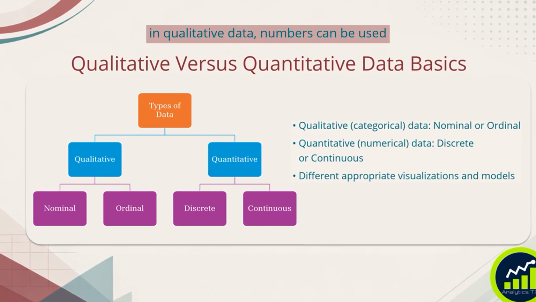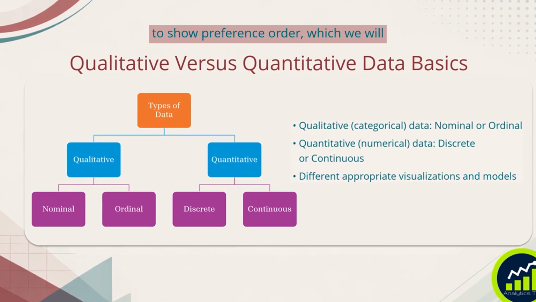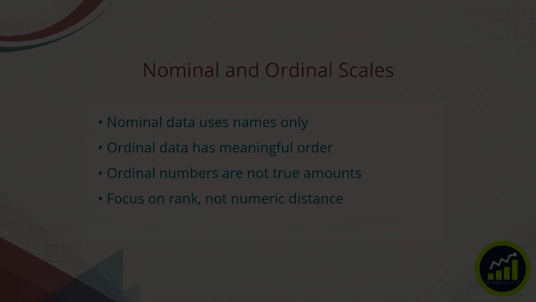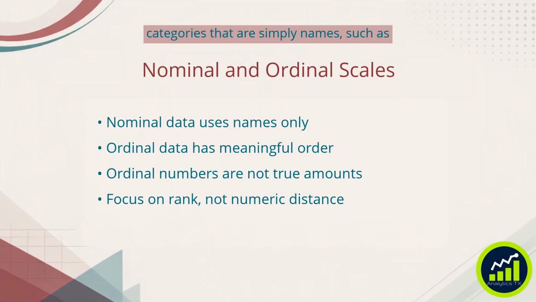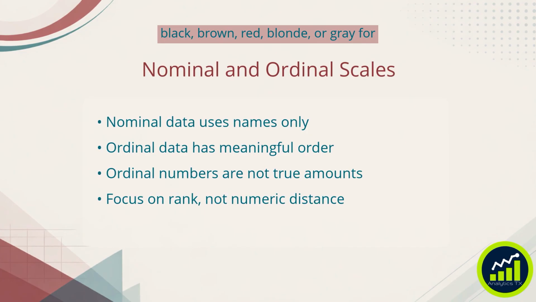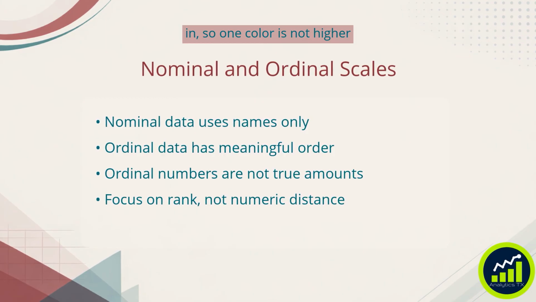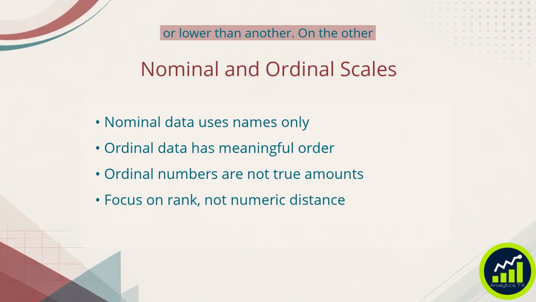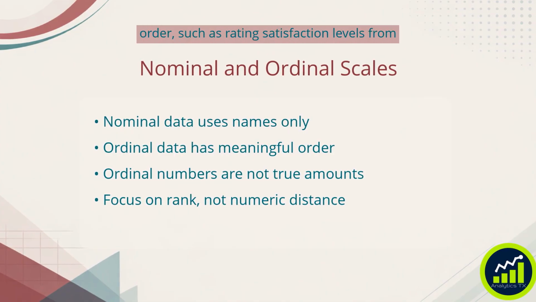The biggest caution point is that in qualitative data, numbers can be used to show preference order, which we will discuss next. In qualitative data, a nominal scale uses categories that are simply names, such as black, brown, red, blonde, or gray for hair color. There is no ranking built in, so one color is not higher or lower than another. On the other hand, an ordinal scale does introduce an order, such as rating satisfaction levels from 1 to 5.